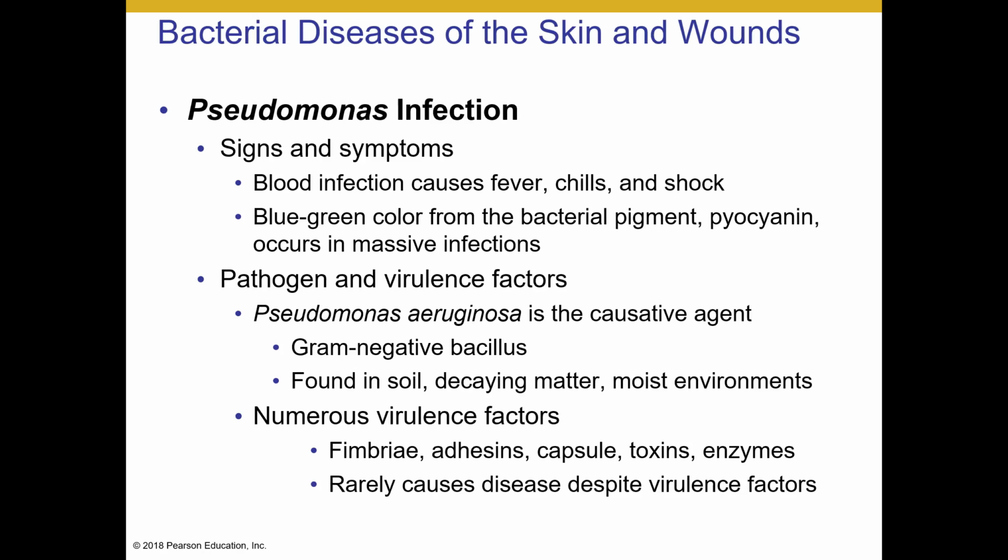Pseudomonas is a gram-negative rod. It lives in soil, water, and moist environments. Despite having many virulence factors, it rarely causes disease in healthy individuals. It mainly infects people who are immunocompromised or who have significant tissue damage, such as burn patients.